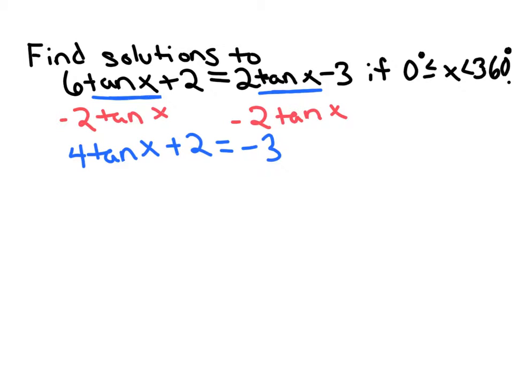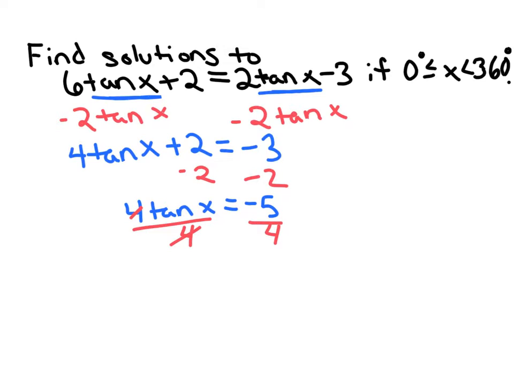Alright, so continuing to focus on isolating tangent x, I could now subtract 2 from both sides. So 4 tangent x equals negative 5, and then finally divide both sides by 4. Okay, so now I've got the trig function by itself.